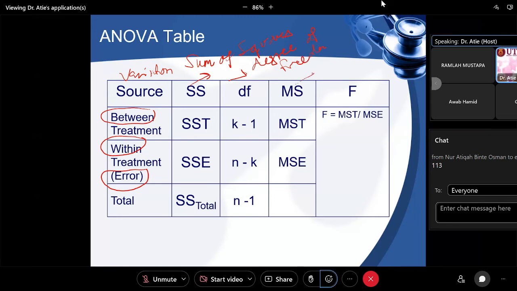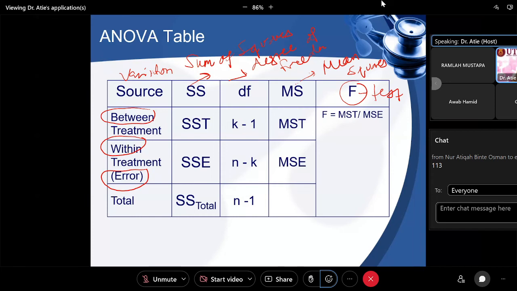MS is actually mean squares. F is actually F distribution, right? So the F test, sometimes we call it F test. So we have Z test, T test, F test, right? And then in the ANOVA table, you must have all this information. Very important, okay?